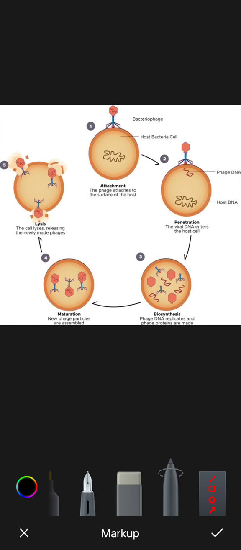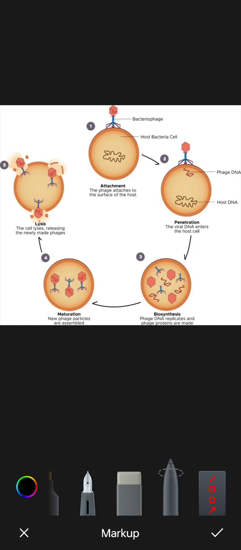In the head, proteinous capsid and nucleic acid come, whereas in the tail there is a hollow tube which is non-contractile, and outside the hollow tube there is a contractile proteinous sheath, which is used for contraction. By the contraction of that sheath the phage genome is transferred, helping in penetration.